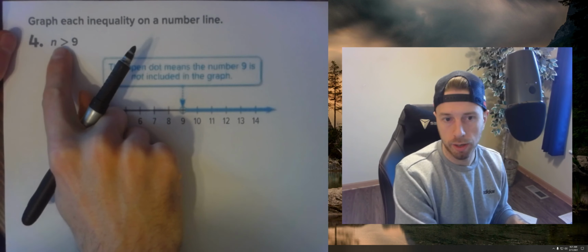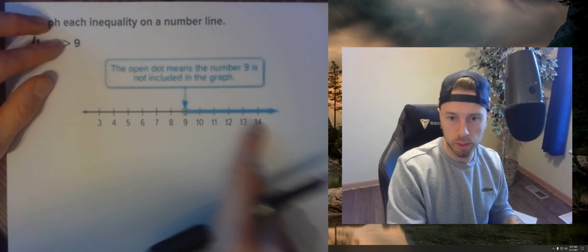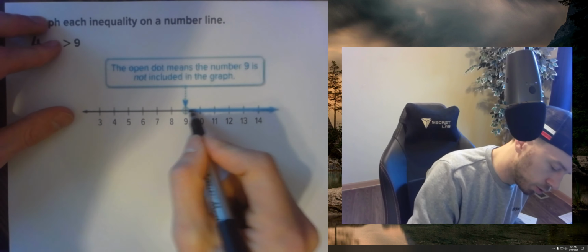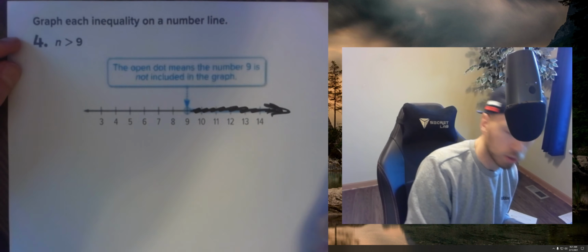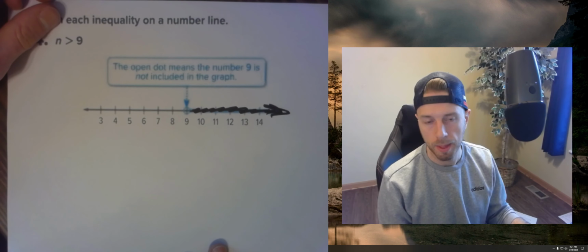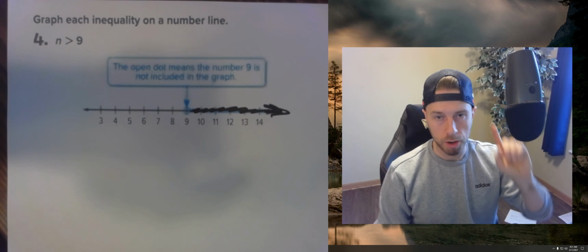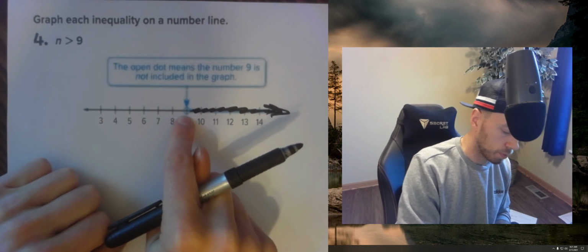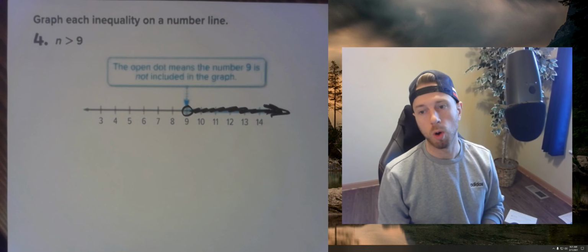If I say that n is greater than 9, then you think, oh, 10, 11, 12, 13, 14. These are all the answers. So on the number line, you fill in where all the answers are. Now, there's one very important thing that we're going to learn today in this graphing. There are two ways you can put a circle right here on the number 9. If n is greater than 9, you can either put an empty circle like that, or you can fill it in.